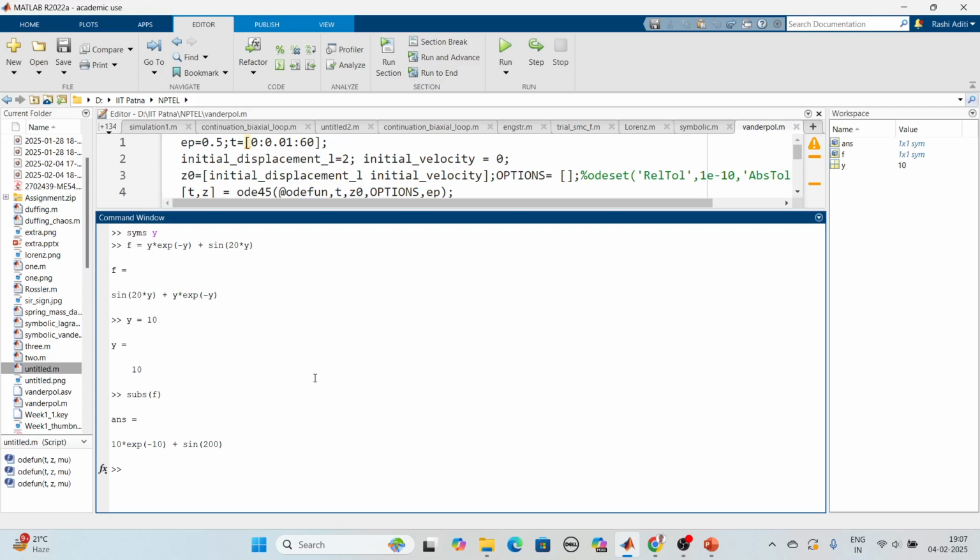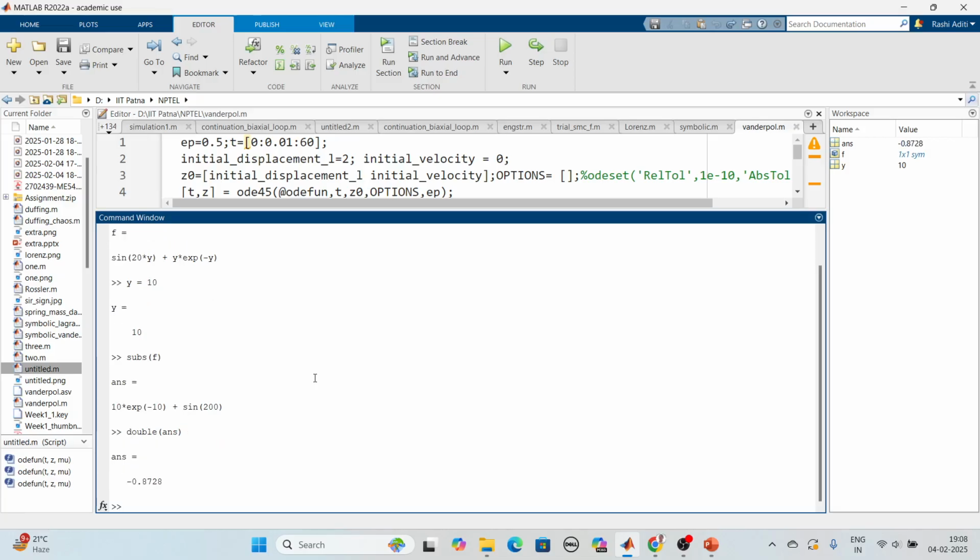I'll use the command double, double of ans. See, it is going to give me the numeric value in decimal form. Okay, so this is how I can work with the symbolic tool in MATLAB.